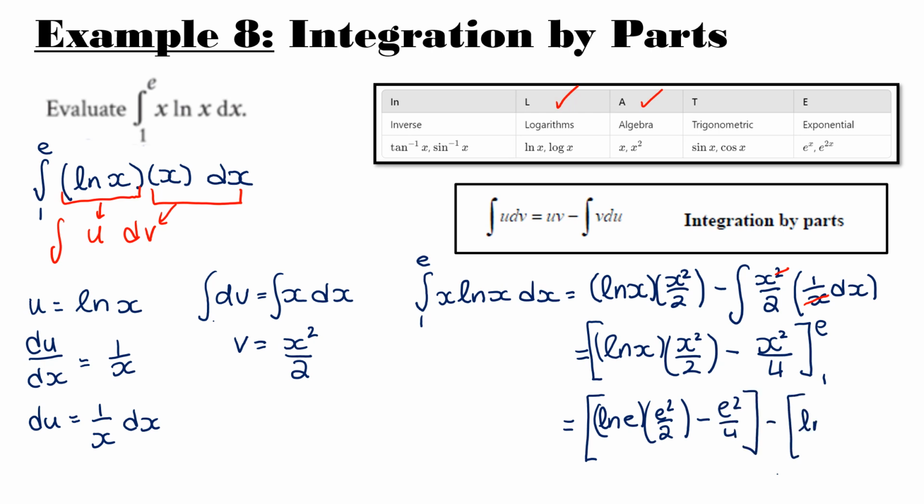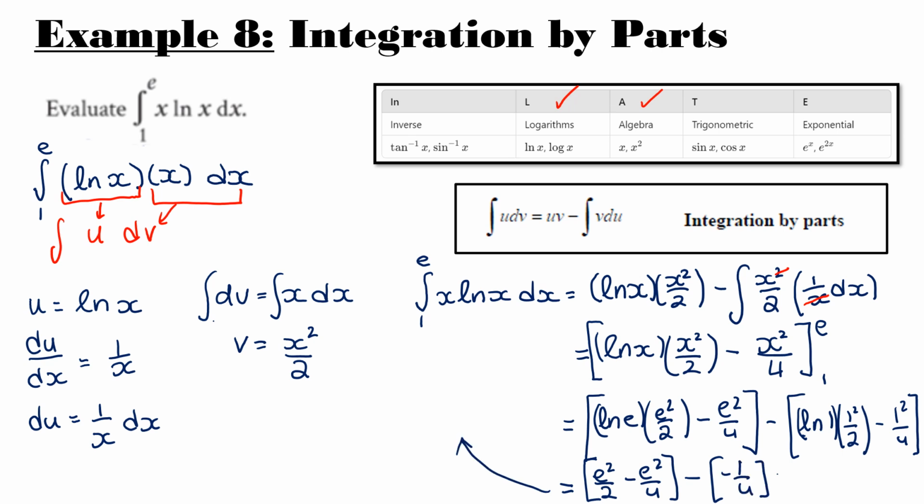minus ln 1 squared over 2 minus 1 squared over 4. So ln e is 1, so that leaves us with e squared over 2 minus e squared over 4, which can be brought together. ln 1 is 0, so that gives us minus a quarter.